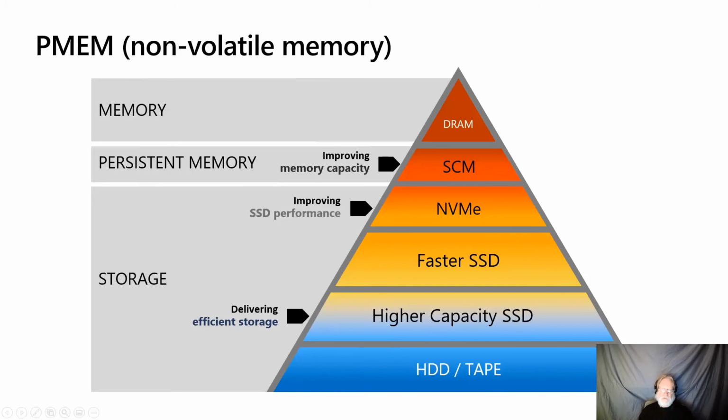So we have this classic pyramid. We have DRAM, storage class memory. NVMe is like an SSD, but it plugs into the PCIe bus, so it's much faster than a traditional SSD. Fast SSDs, capacity SSDs, and then hard drives or tape. So you've got this pyramid of storage.